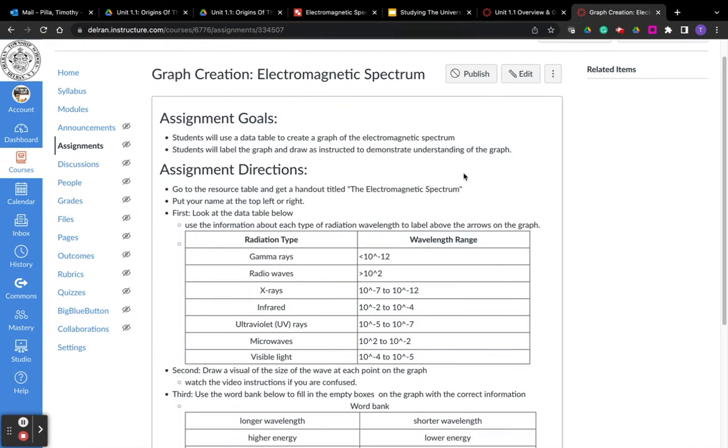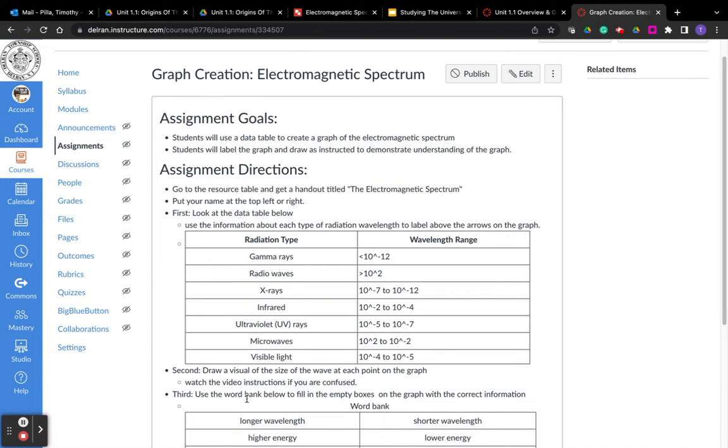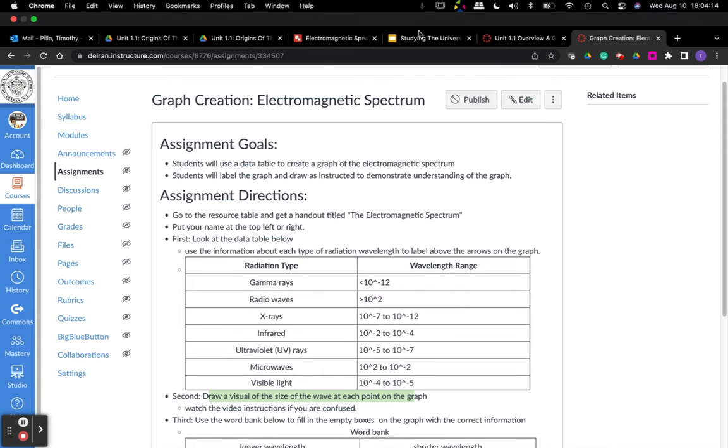Now what you're going to do is you're going to use the rest of the information in this table to fill out the graph. Right above here. You have to put one here, here, here, here, here, and here. Then when you're done that, it says step 2. Second, draw a visual of the size of the wave at each point in the graph.